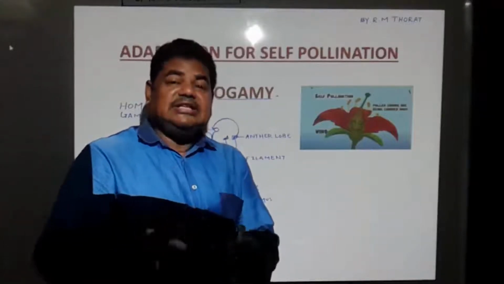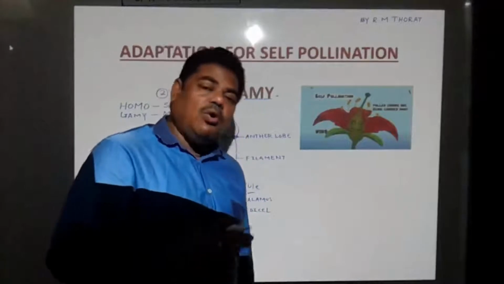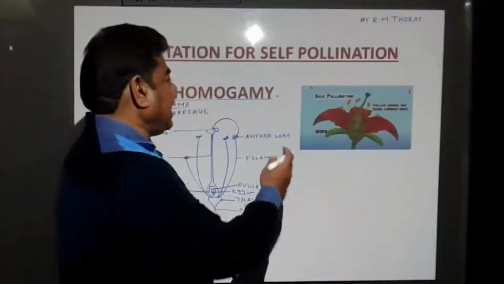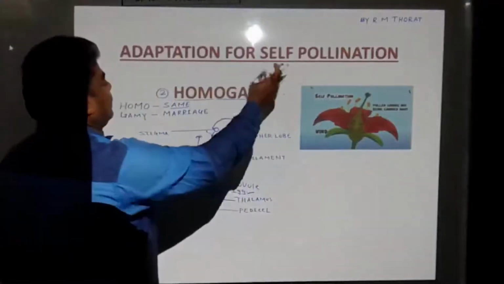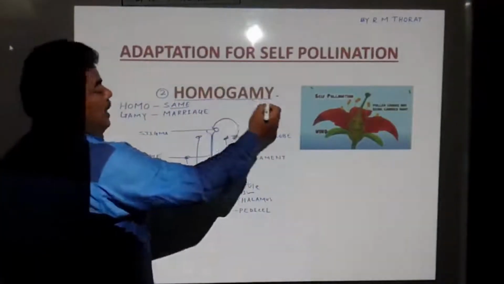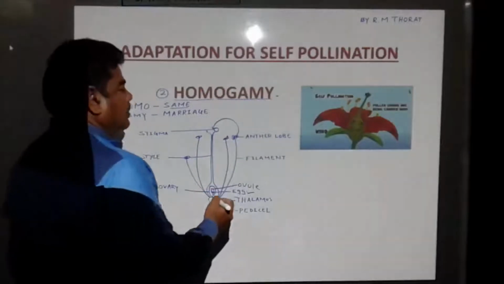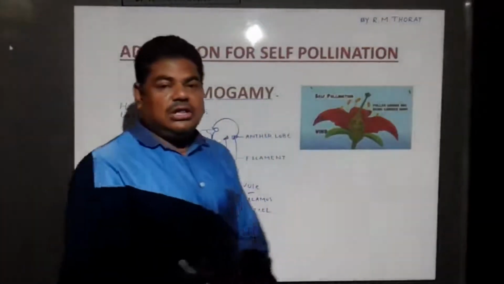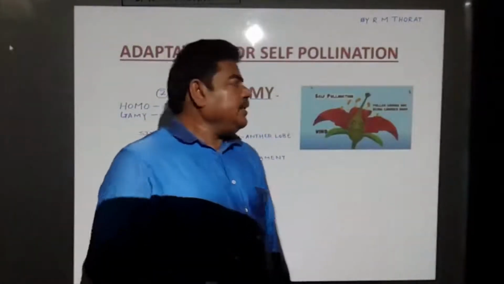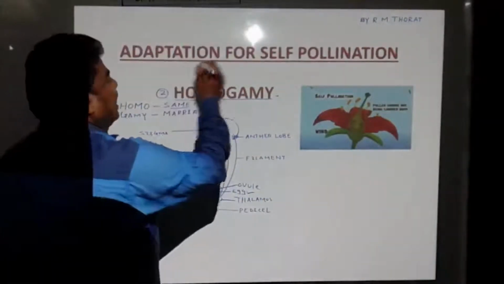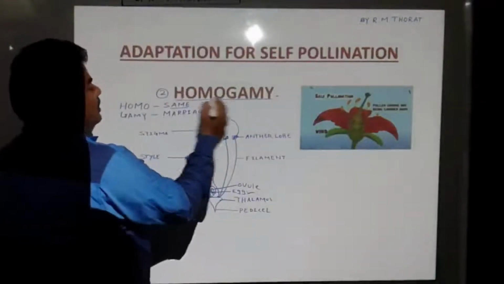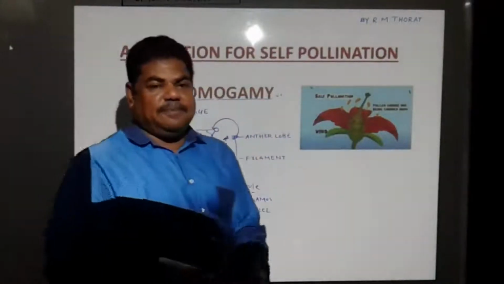To gain self-pollination and to avoid cross-pollination, the majority of angiospermic plants adopt such an adaptation. We call it homogamy. So due to this, these plants flourish on the earth on a large scale. So this one is the adaptation for self-pollination. The second type of adaptation is this one.